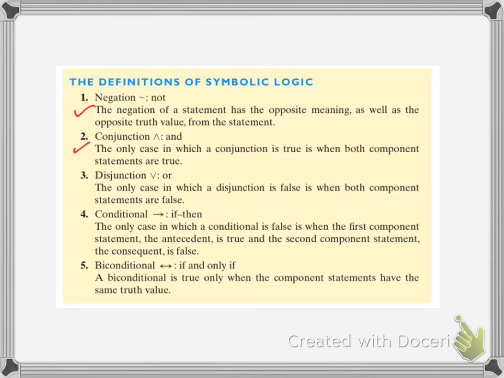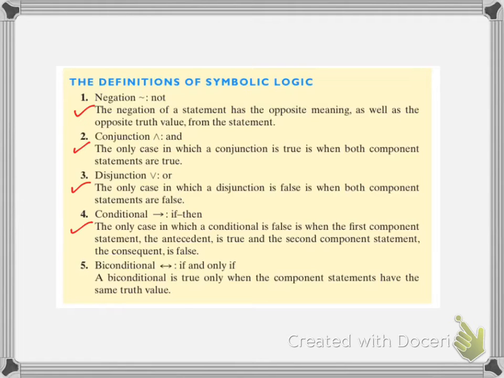Then we have the conjunction, which is the and. The only case in which a conjunction is true is when both component statements are true. So an and is only true when both are true. Otherwise, it's false. Disjunction is or. The only case in which a disjunction is false is when both statements are false. So remember, with an or, if one or the other is true or both, then the overall statement is true.